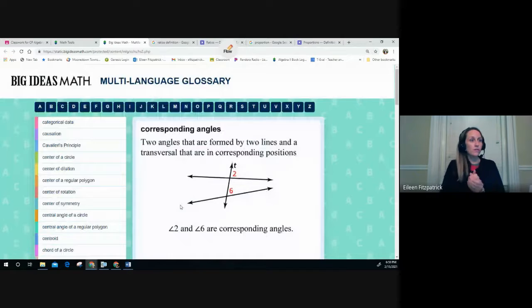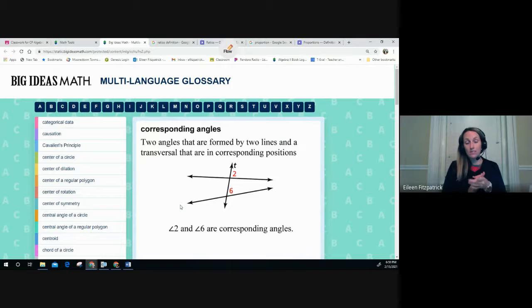All right, so we have corresponding angles when we talk about our parallel lines cut by the transversal. We could also talk about the corresponding congruent angles of 2 triangles, but here's the definition of corresponding angles related to your 2 lines and a transversal. So 2 angles that are formed by 2 lines and a transversal in corresponding positions. Okay, angles 2 and 6 are corresponding angles.